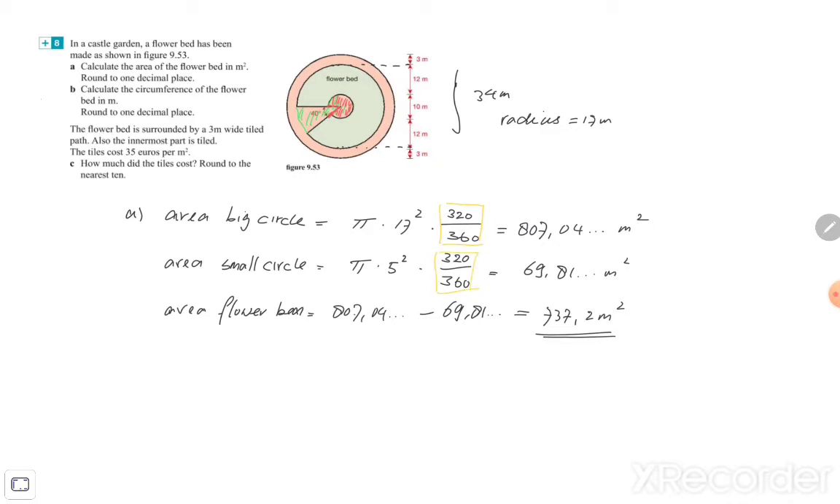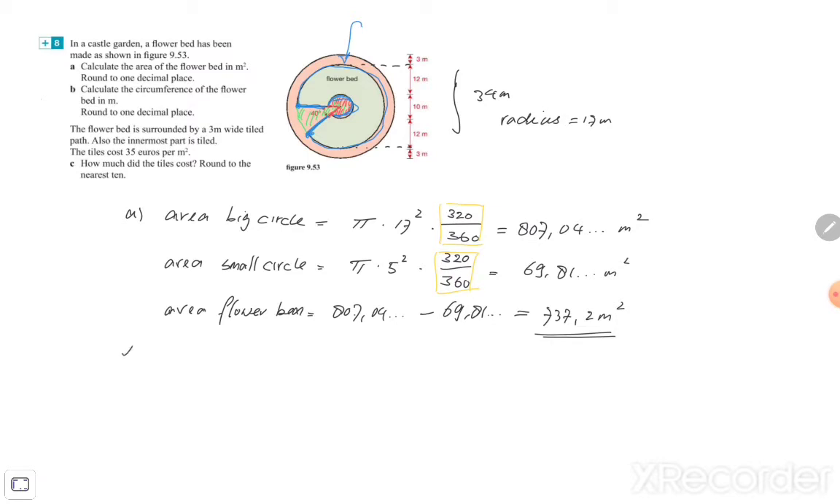Let me have a look at exercise B. Calculate the circumference of the flower bed in meters and round to one decimal place. In that case, we're going to start somewhere, let me just say there, and first we calculate the circumference from here to there. Then also this part and that small part, so the width of the flower bed, and then the small circle inside. Let me just look at the outside and then again only the 320 over 360 part.